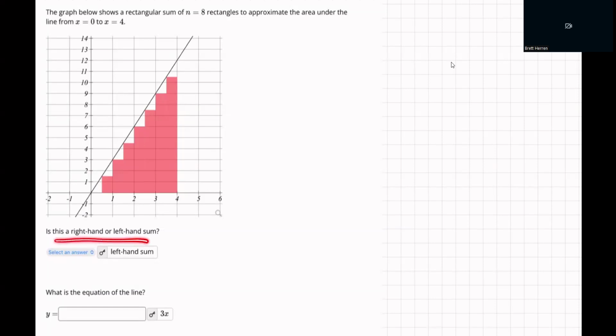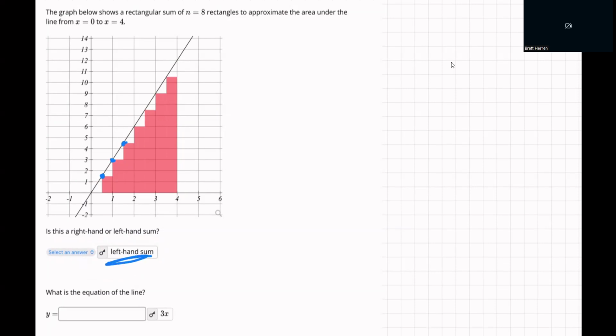So is this first off a right-hand or left-hand sum? This is a left-hand sum. Now why is it a left-hand sum? Well, because each of these rectangles is hitting the line on its upper left corner. They're all hitting the line on their upper left corner.